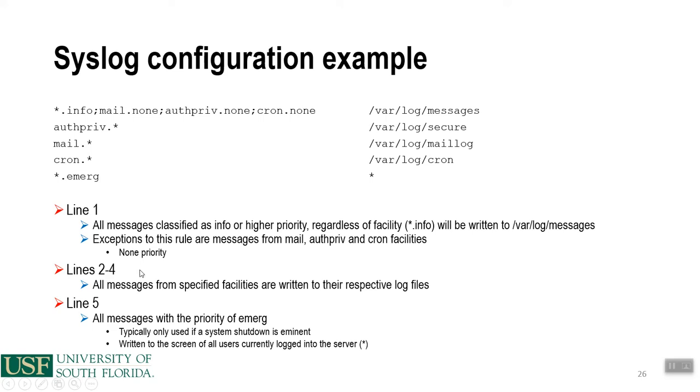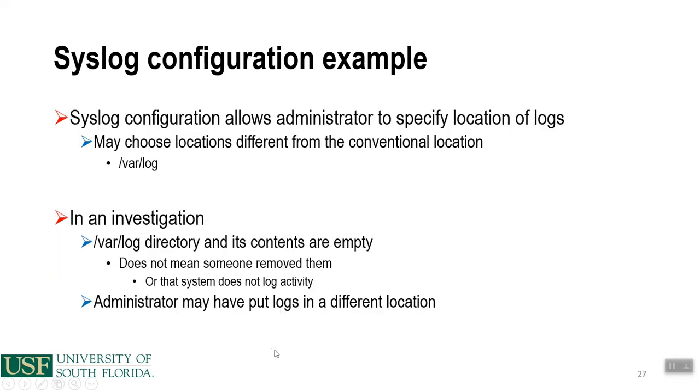And there's a none priority. You can see all the exceptions are up here. In lines 2 through 4, you can see that all messages from specified facilities are written to the respective log files. In line 5, all messages with the priority of emerg, typically only if a system shutdown is imminent, are written to the screen of all users currently logged into the server.